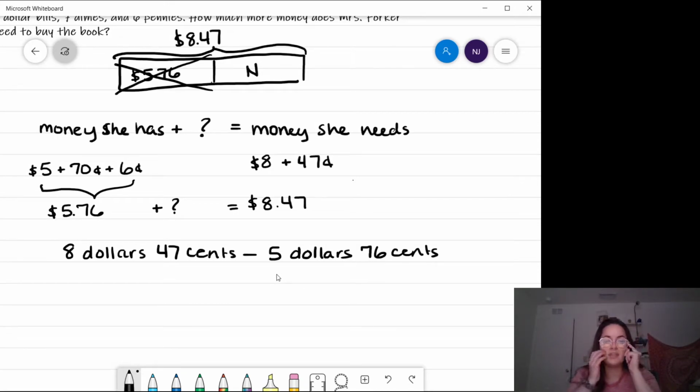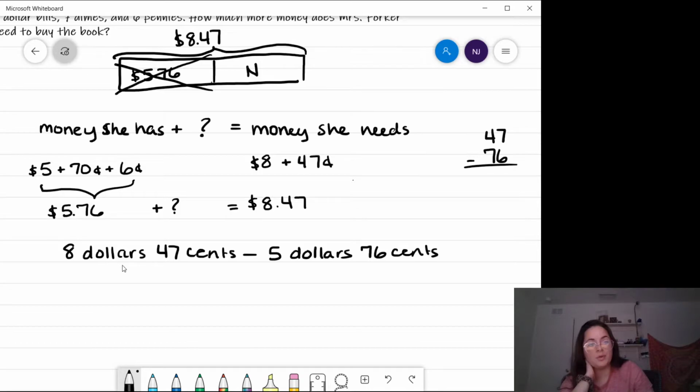I'm going to subtract like units from like units. So I am going to need to subtract 76 cents from 47 cents. Now, if I was looking at this like a regular standard algorithm problem, I've got 47 cents and I'm trying to take away 76 cents, my smaller number is on the top. So I can't take away 76 cents from 47 cents because I don't have enough. So how am I going to get more cents to be able to subtract?